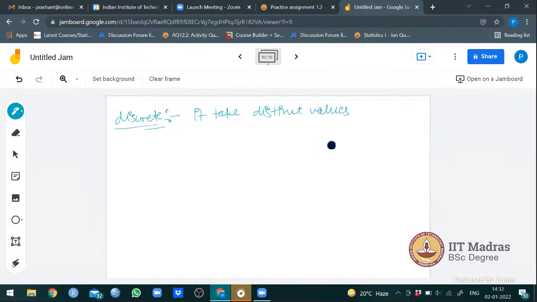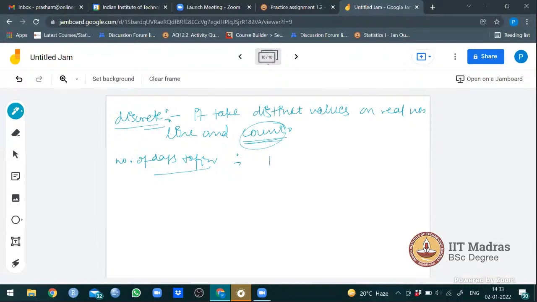Okay, no worry. Someone has asked about discrete and continuous, so let me complete this, and after that I will come to that question. See, discrete takes distinct values on the real number line, and there is a concept of count. Suppose there was a question about the number of days to finish a project. It can be 1 day, 2 days, 3 days, 4 days. You can count this, and on the real line it can take distinct values.